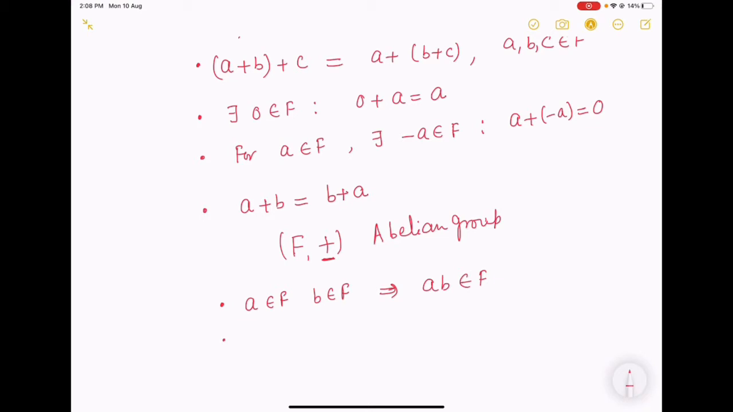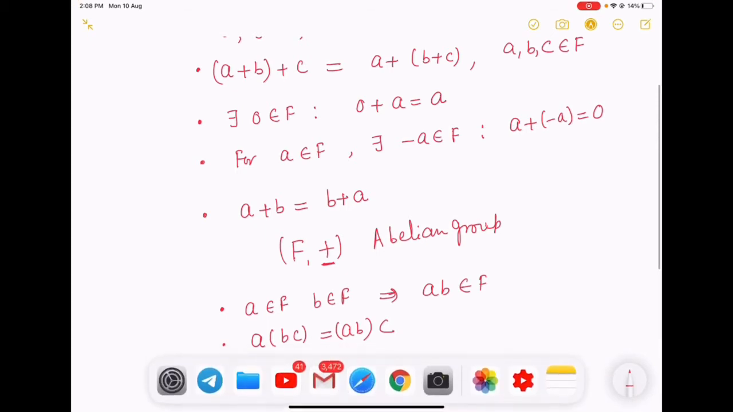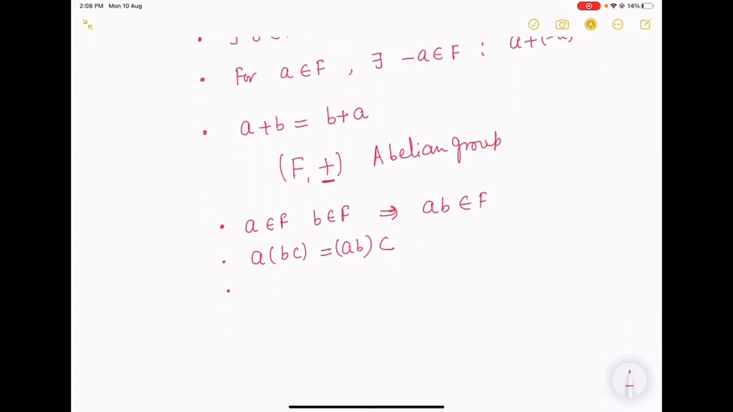Second property is the associative property with respect to dot. A dot BC is equal to AB applied on C. Next property is the identity property. There exists 1 belonging to F such that A dot 1 is equal to A.